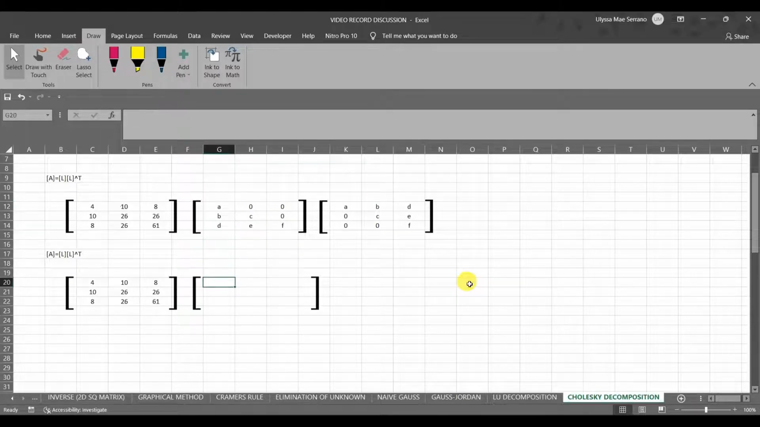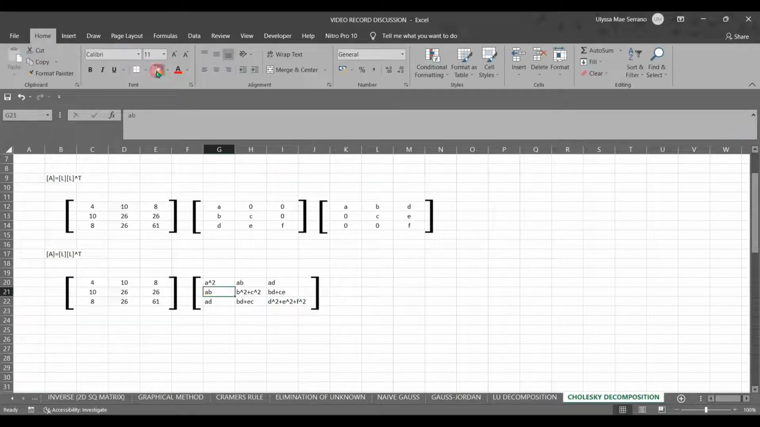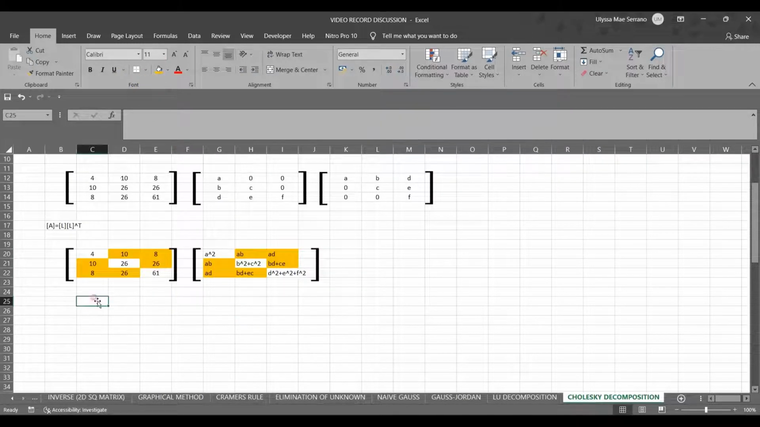So let's have here our first element. The final result for the first element is A squared. So this will be AB. You just apply the basic rule of matrices. This is AB, B squared plus C squared. And this will be BD plus CE. This will be AD. This will be BD plus EC. So this will be D squared plus E squared plus F squared. So you will notice the similarity, or the symmetry, of our matrices.